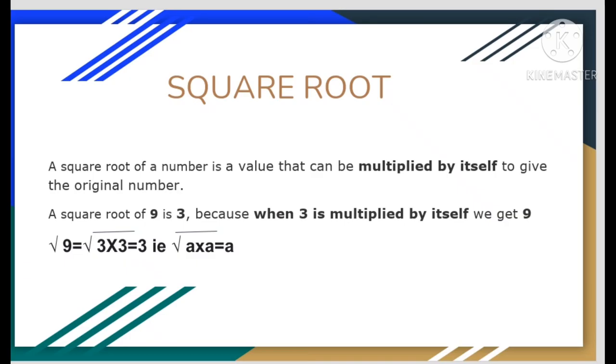Let us discuss the square root. A square root of a number is a value that can be multiplied by itself to give the original number. Here let us take the square root of 9, that is nothing but 3. So here 3 is multiplied by itself, that is 3 into 3. When we apply the square root, for every 2 digits we have to take a single digit. For example, root of a into a: here a is repeated twice. To remove the root, we have to take only one a.